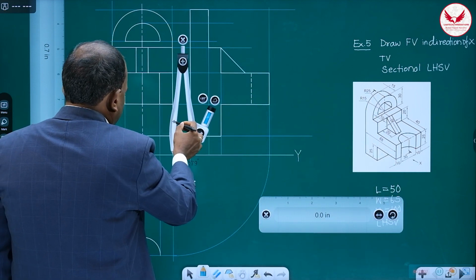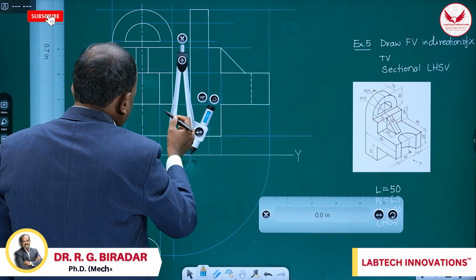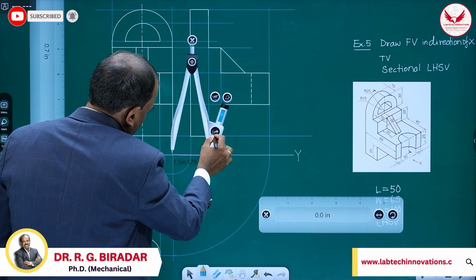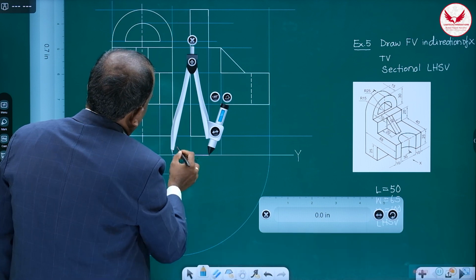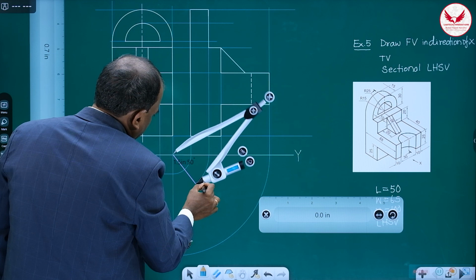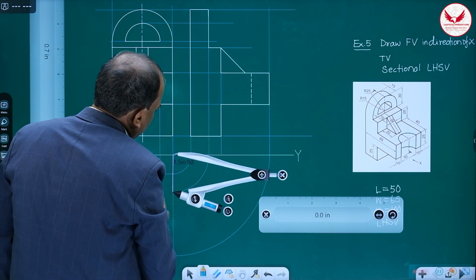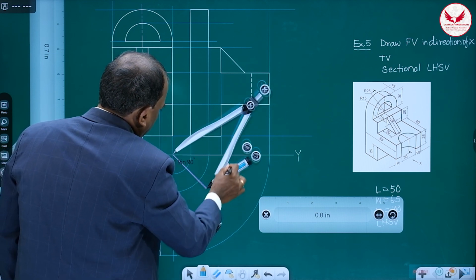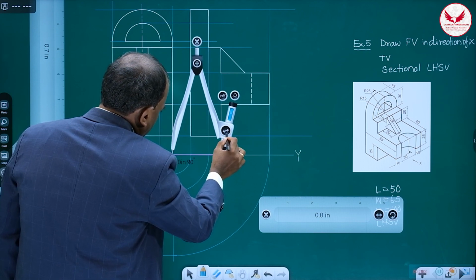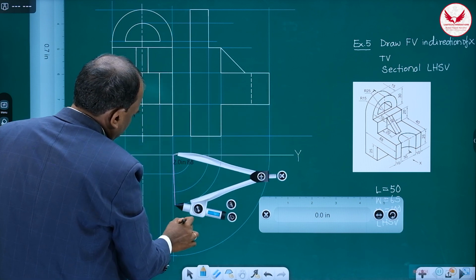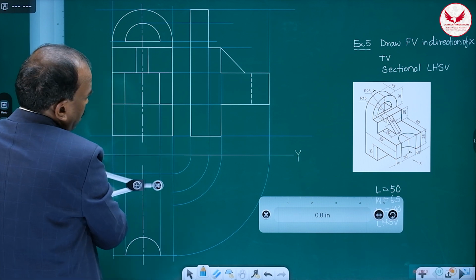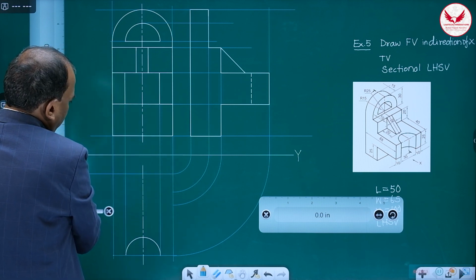Then again keep the compass at the center. The intersection of this second line is very important, so it will help us a lot. So from this, if I rotate this line like this, it is going to be 15. Then extend it, and it is going to be 25. Correct. So this will be useful for us.